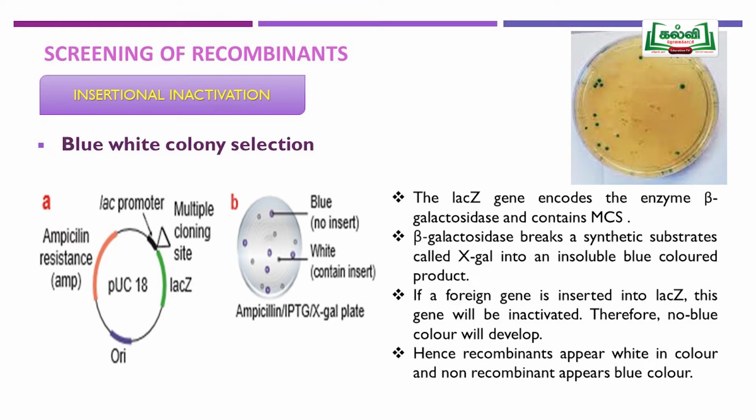In the slide given above, there is a Petri plate. In this, we may see two kinds of colonies. One is the blue colony, another one is the white colony. So which one is the transformed one? The white colonies are recombinant. The blue colonies are non-recombinant. So we have to choose the white ones. Using this method, we can easily screen the recombinants.